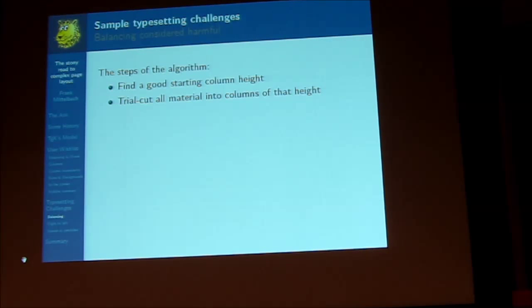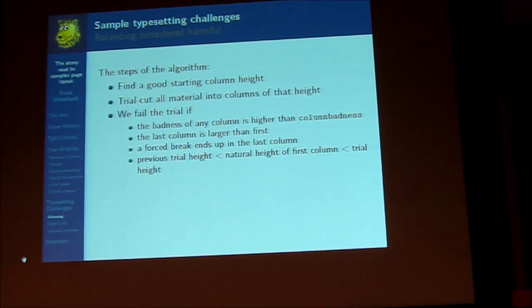So, balancing considered harmful. Here's the rough algorithm of what I implemented as the multicol solution. Find a good starting length, so you have a galley precompiled, and then you want to cut it to do balancing. You start with a certain value, you cut everything to that height, then you have a bunch of decisions whether this actually works. So if the first column is shorter than the last one, then it's already a failure.